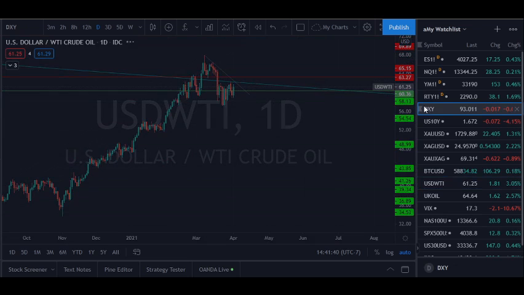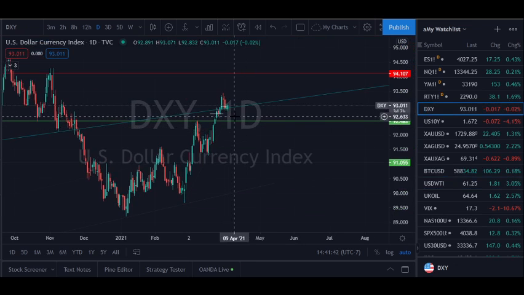And definitely the DXY is showing you dollar strength is back and is the trend for now. So if you trade Forex, that could have an impact long term. We'll see what happens next week with yields.